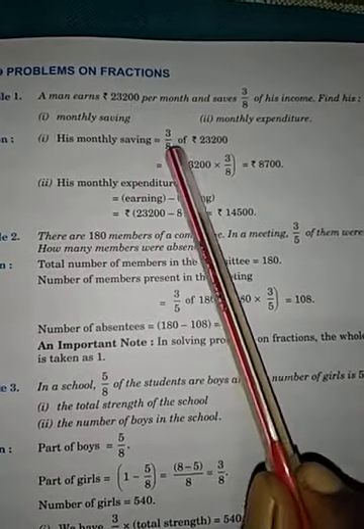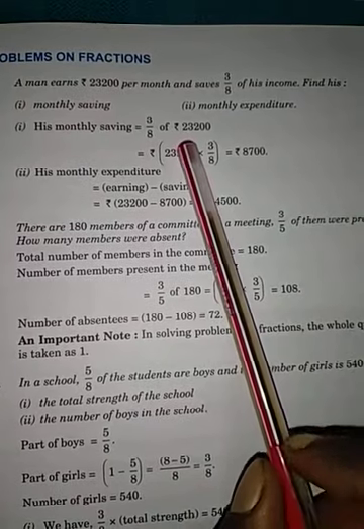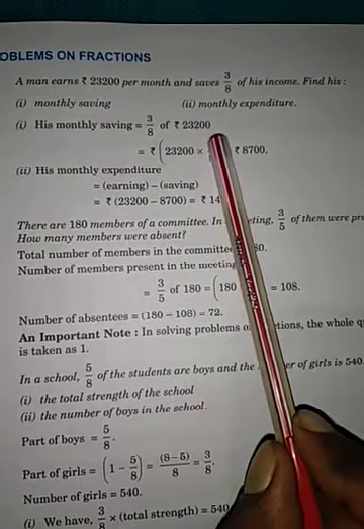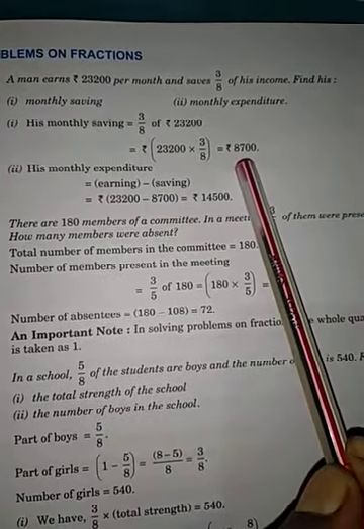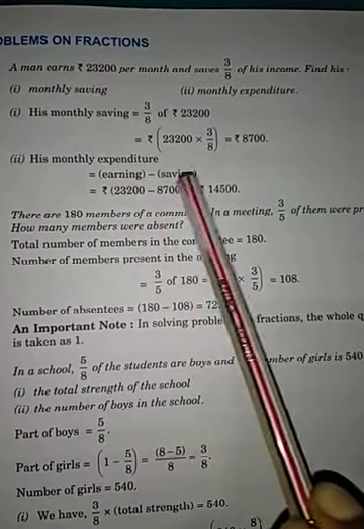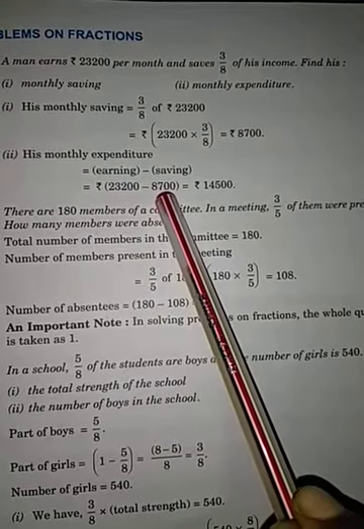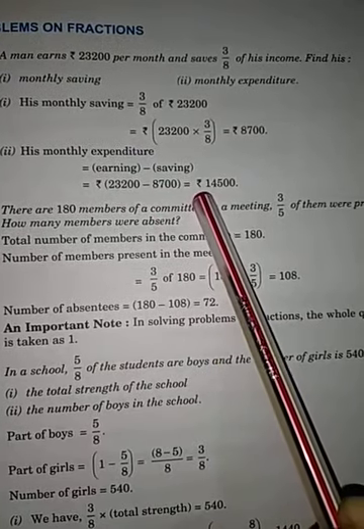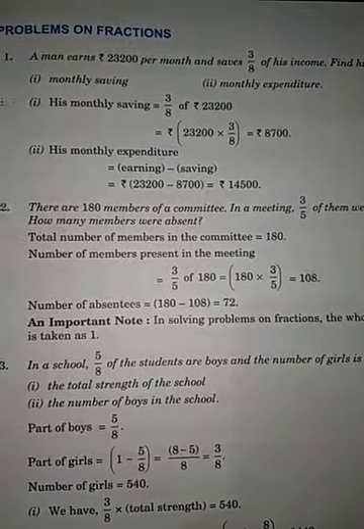First, you find the monthly saving, 3/8 of his monthly income. His monthly income is 23,200. So 23,200 into 3/8 gives 8,700. His monthly expenditure is earning minus saving. Earning 23,200 minus saving 8,700 is rupees 14,500, his monthly expenditure.